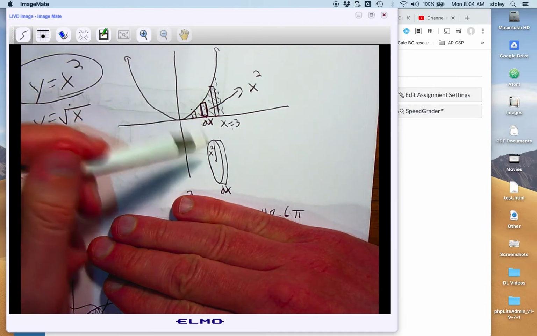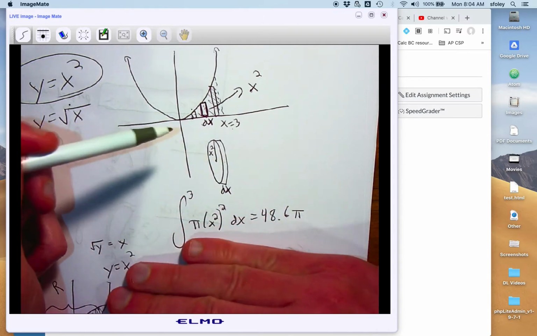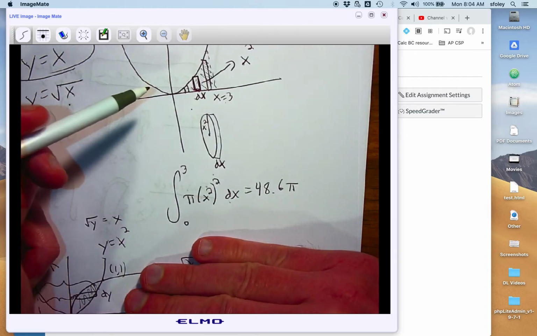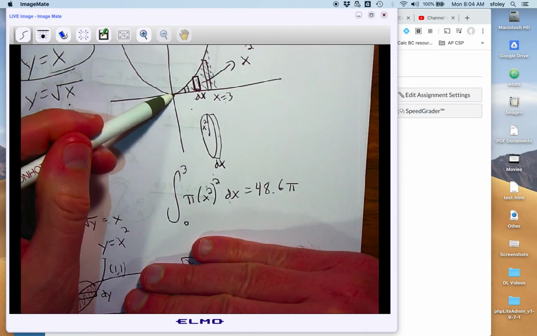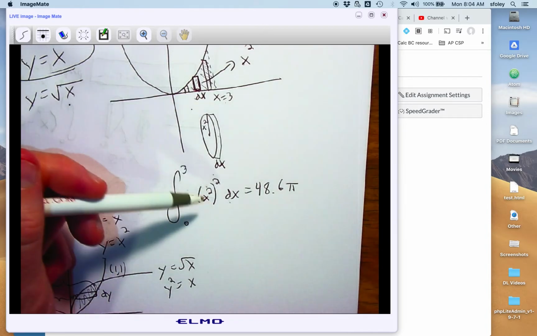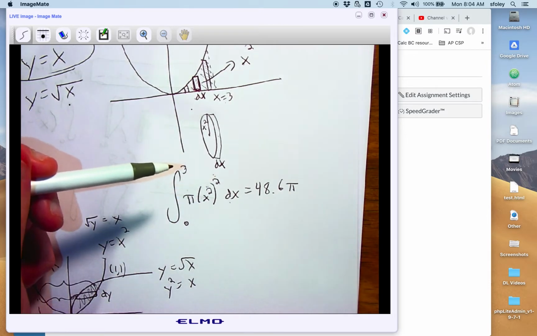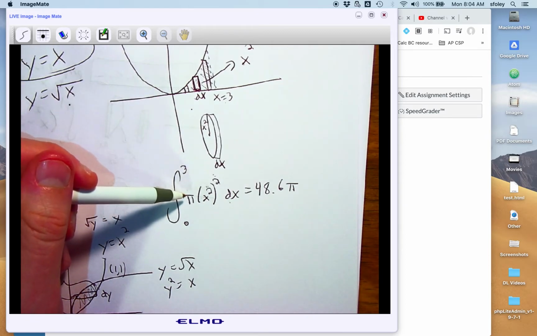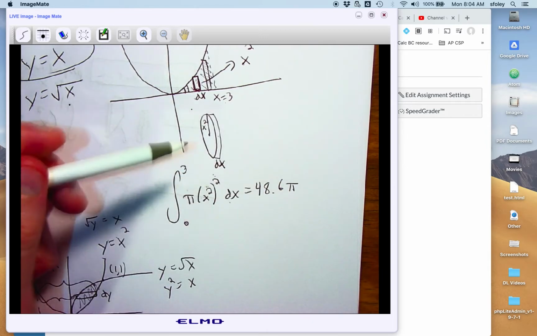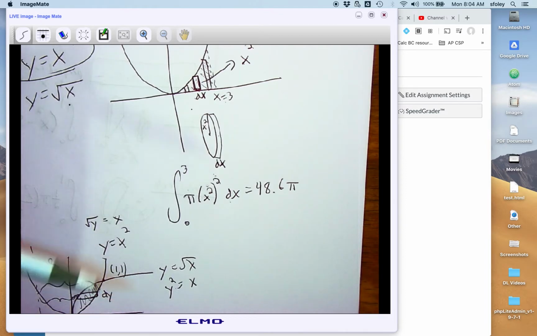So how do I find the volume of a disk like this? Well, it's just the area of the circle, the base, times that little thickness. So pi times radius squared times the thickness, and then I add it up over the whole interval, in this case going from 0 at the vertex up to 3, so integrate from 0 to 3. This would not be too hard to do by hand, because x squared squared is just x to the fourth. But you could also definitely do this on your calculator, just leave the pi there and put it back in at the end. The answer ends up being 48.6 times pi. And so that's the disk method.